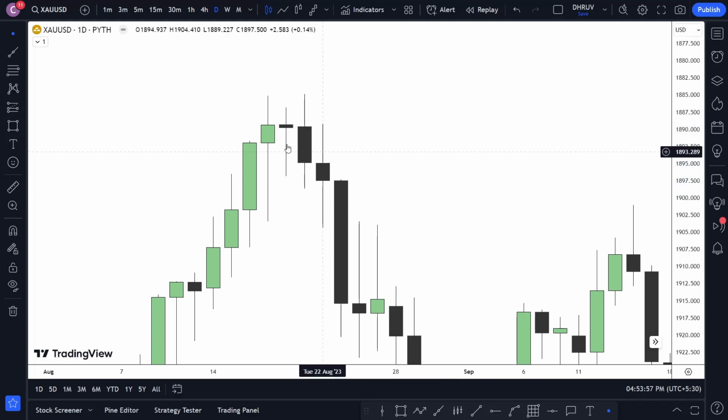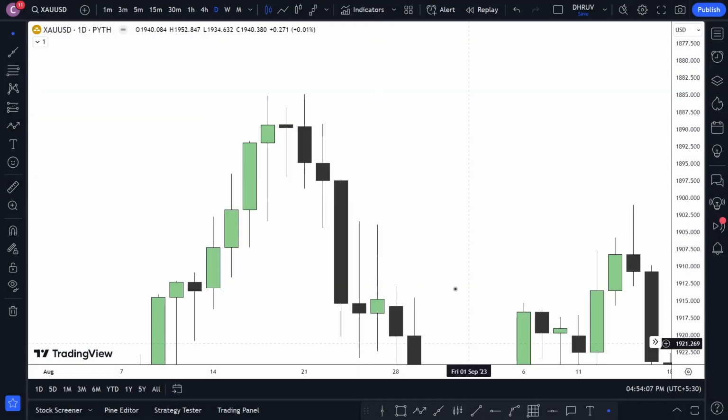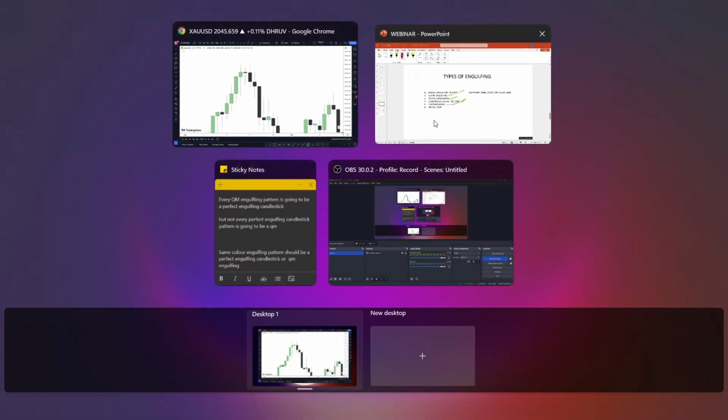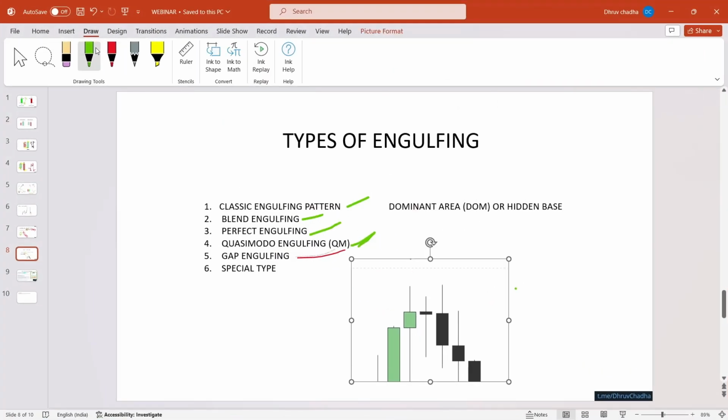The reason for that is if we look into, let me just screenshot this, if we just look at it as per the OHLC, right? As per the OHLC, this was the open, this was the high, this was the low.